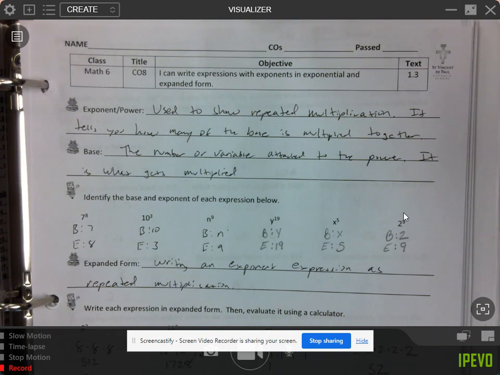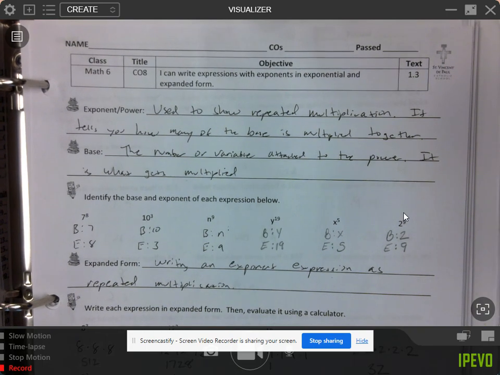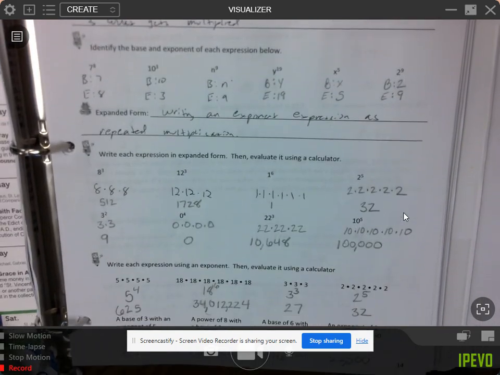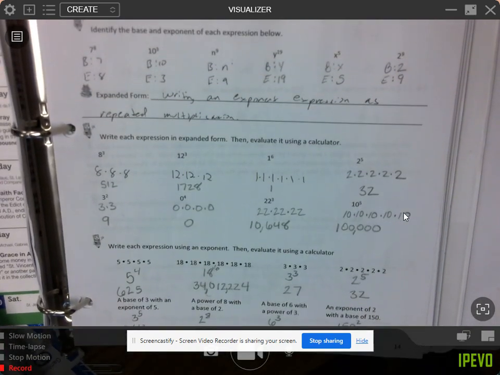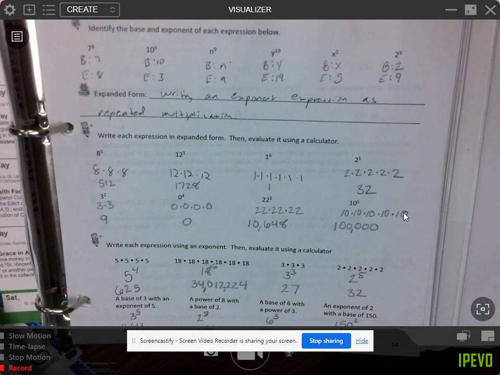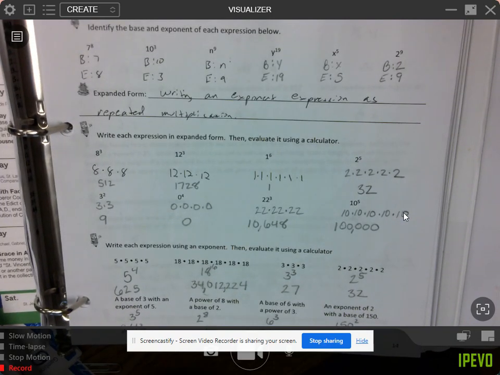Good morning. Today we are correcting CO8 using exponents in exponential and expanded form. Remember, this is a good one to have the big kid calculator for so we can do our math quick and easy without making those simple mistakes.